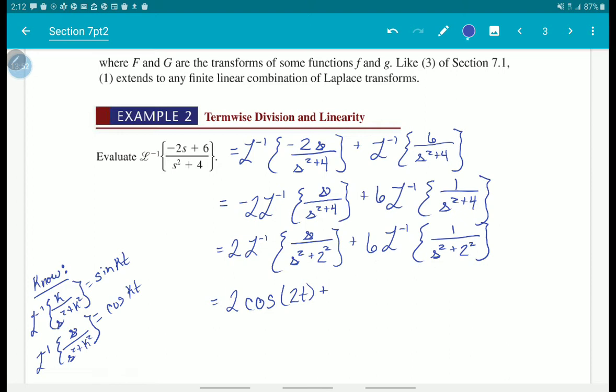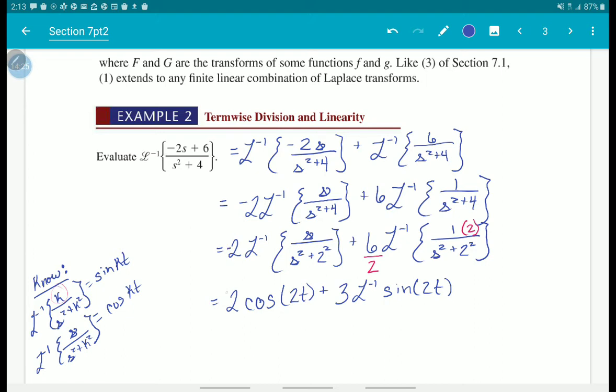But the second one needs a little bit more of a tweak. Notice to fit that sine formula, you've got to have k in the numerator. Our k is 2. So we can multiply that in as long as we compensate for that 2 that we're multiplying in by multiplying by 1/2 somewhere. So now that piece is going to translate to 3 times the inverse Laplace of the sine of 2t. So there's our final answer.